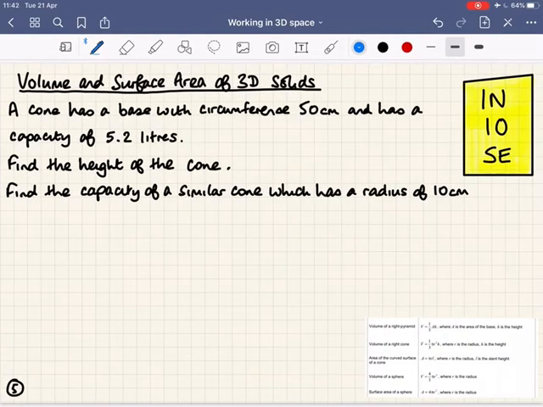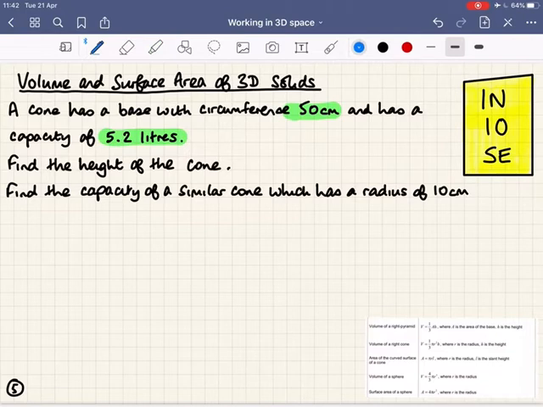Let's have a look at a slightly more complicated question. This one is about a cone, and we're told that a cone has a base with a circumference of 50 centimetres and has a capacity of 5.2 litres. Now, the first thing I'm going to do there is just highlight what I've been given. Circumference is 50, capacity is 5.2.